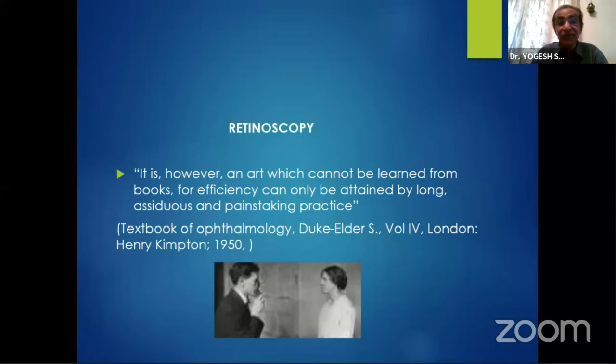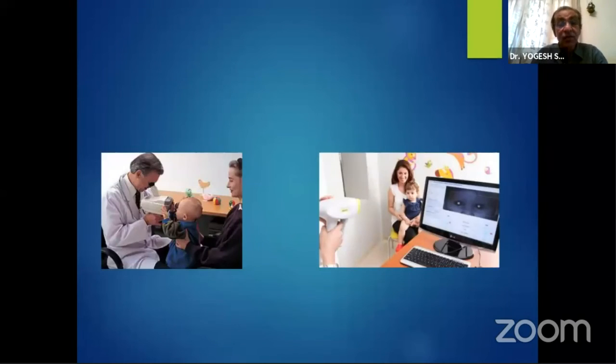This is from a textbook of ophthalmology, Duke Elder's, about how refraction was done, and now we have better equipment in our armamentarium for refraction. This is an auto refractor for a small child, and this is photo screening. What is the mass screening we do for refractive errors? This is how the refraction is done.